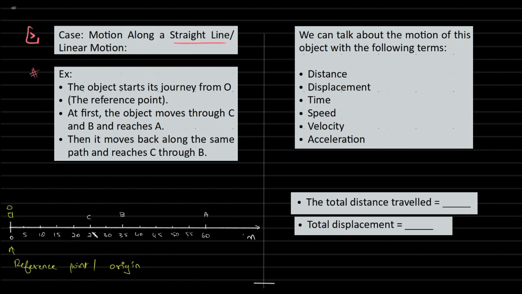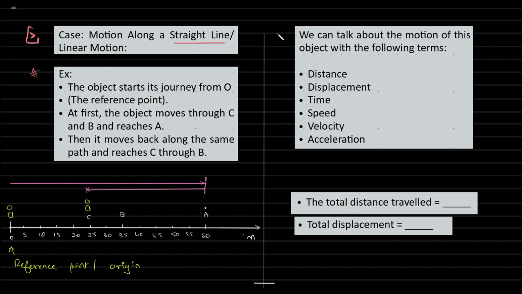At first, the object moves through C and B, reaching A. So the robot moves from O to A. Then it moves back along the same path, reaching B. So at the end, the robot moves, not B, sorry, correct, to C through B. That is basically the robot moved from origin to point A and from A back to C. So this is the entire motion.